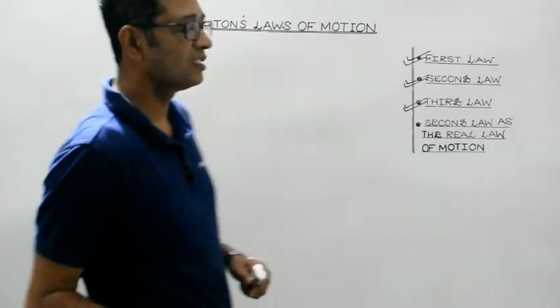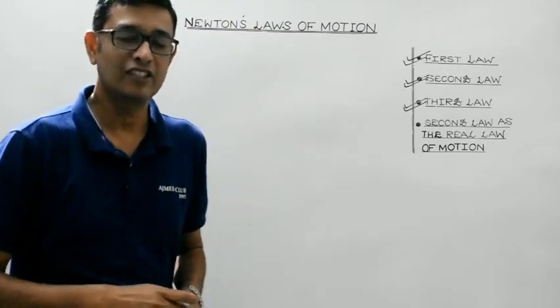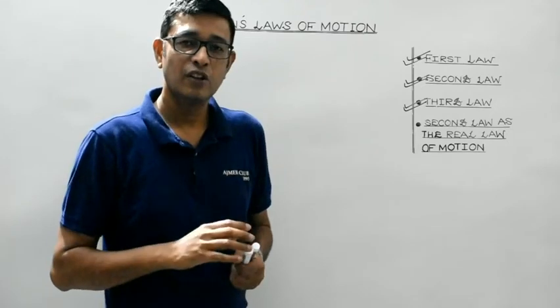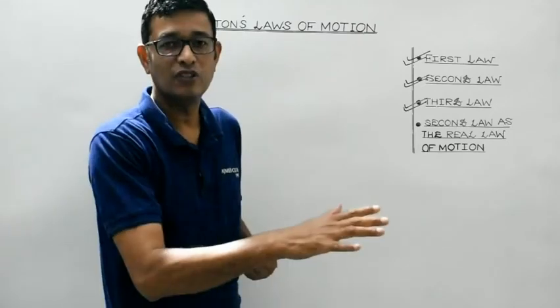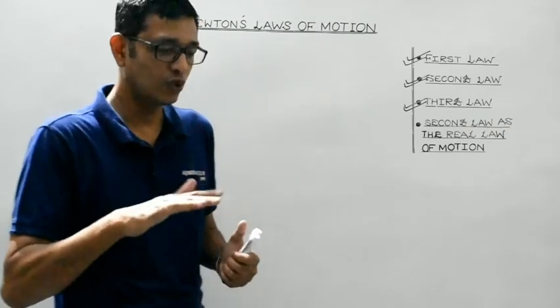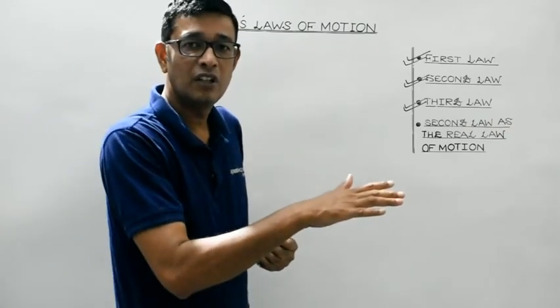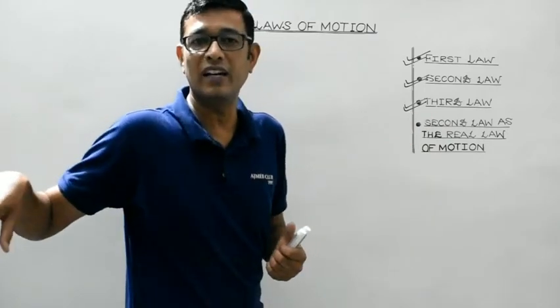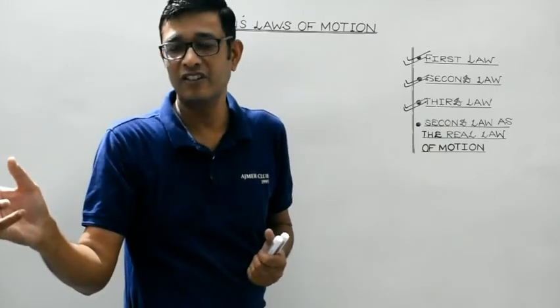Okay, now let's discuss some applications of the third law of motion. First application is we are able to walk on the ground. That's because of the action-reaction concept. Now students, look, when we walk on the ground, our foot gets slanted and it tends to push the ground in the backward direction. That is action, right?